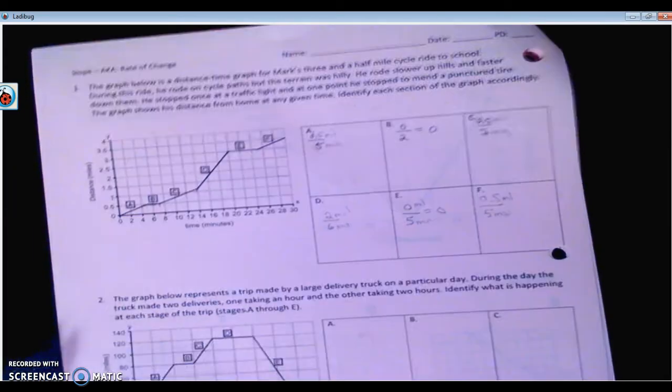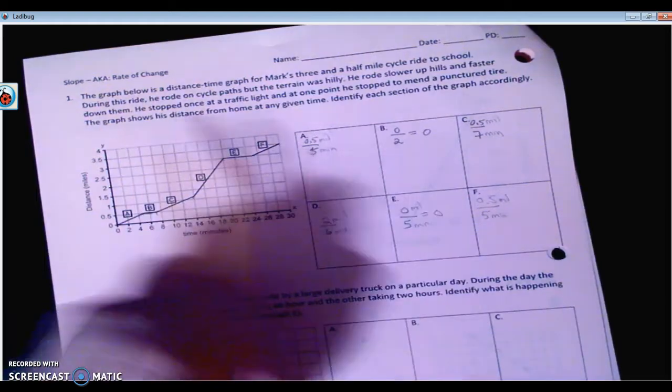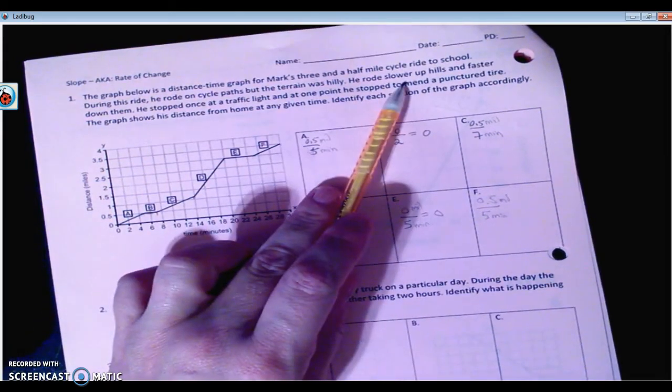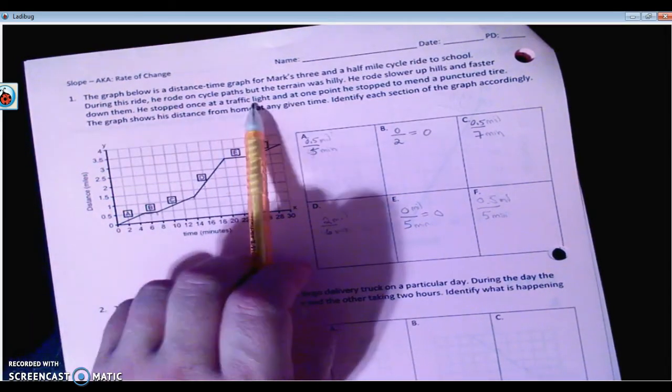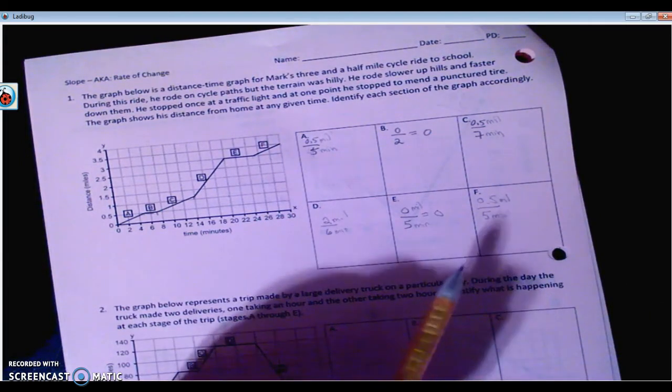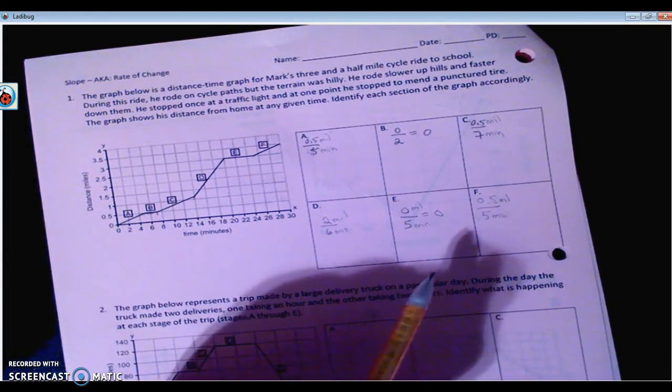All right, so we have taken a look at the slope. Now we're going to compare it. So where was he going uphill? Where was he going downhill? Where did he stop at the traffic light? And where did he mend the punctured tire? Okay, so where's he going the fastest?